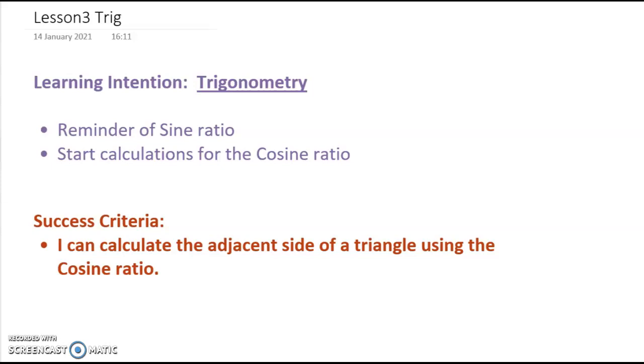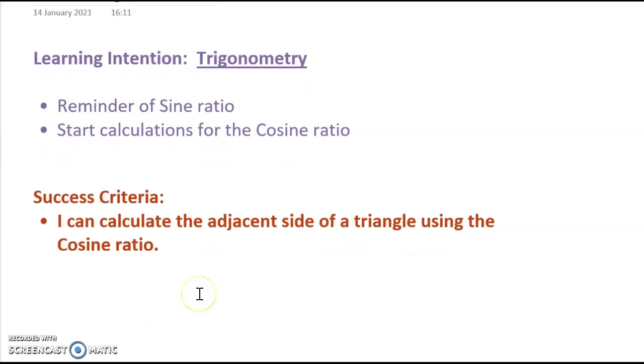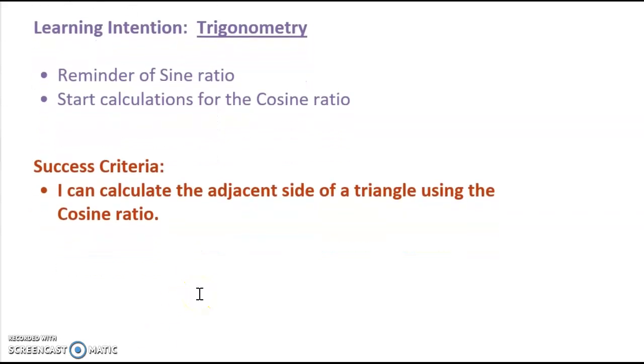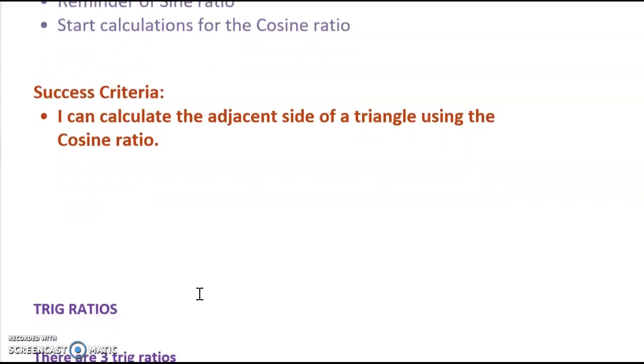Hello and welcome to Lesson 3 on Trig for right-angled triangles. Learning intention today: we're going to get a quick reminder of the sine ratio, which we've looked at previously, and we're going to start calculations for the cosine ratio. We'll know we've been successful if we can calculate the adjacent side of a triangle using the cosine ratio.